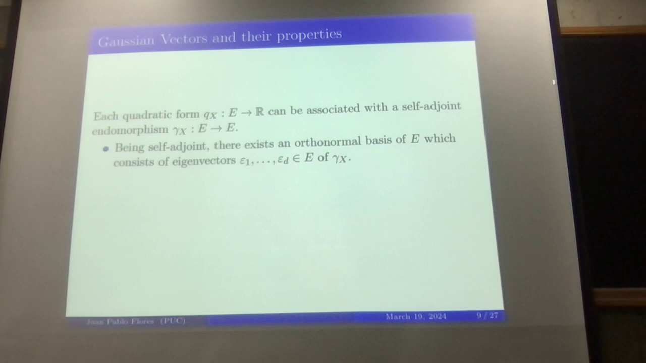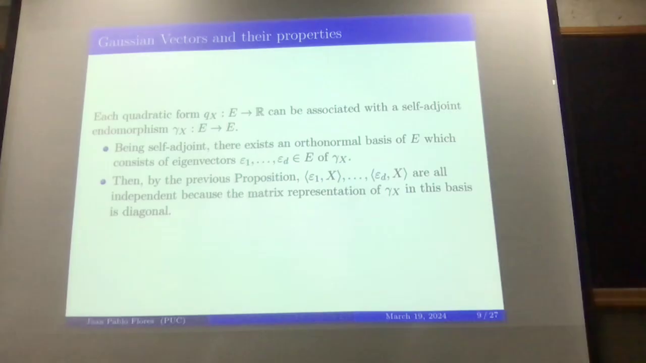Being self-adjoint, for this endomorphism we can always pick an orthonormal basis of the vector space consisting of eigenvectors of the endomorphism. For the same reason, and by the previous proposition, since the covariance matrix represented in this basis is going to be diagonal, if we start with a Gaussian vector X, we can always generate random variables that are all independent from each other.